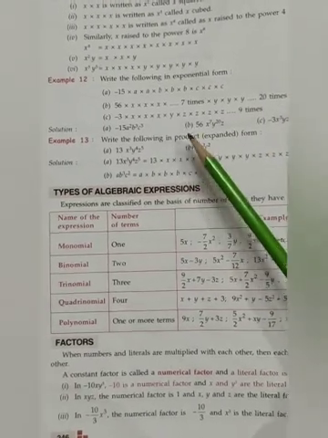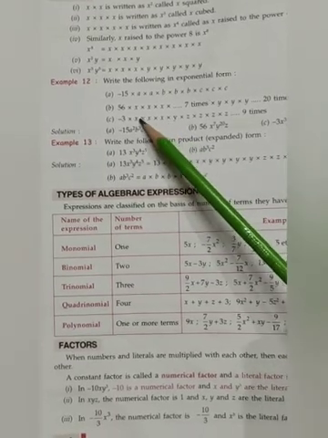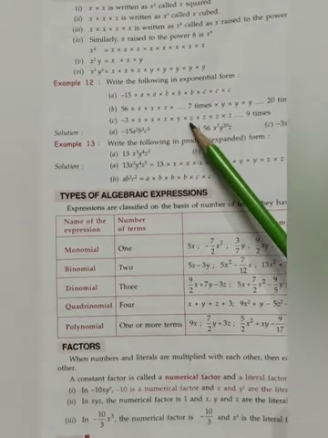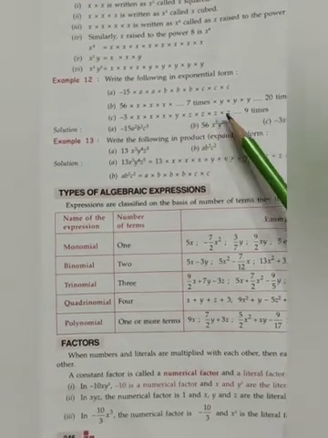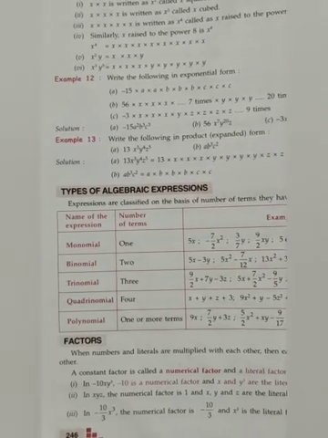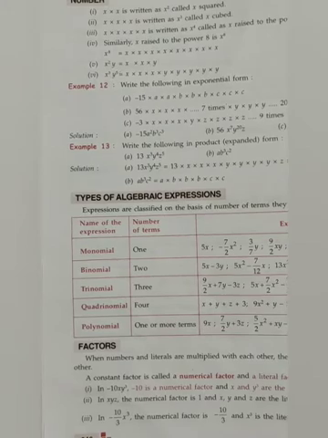Then c bit: minus 3, count how many x's are there? 3x. So minus 3x cube y z to the power 9. Clear? Example 12. Then comes example 13.